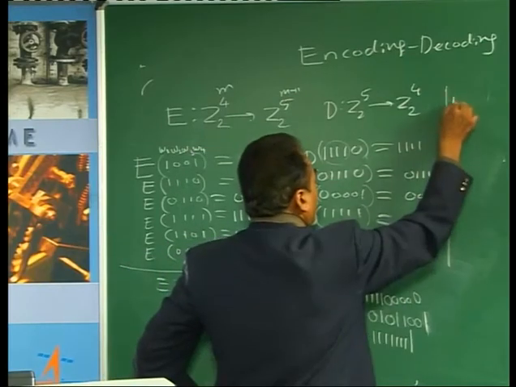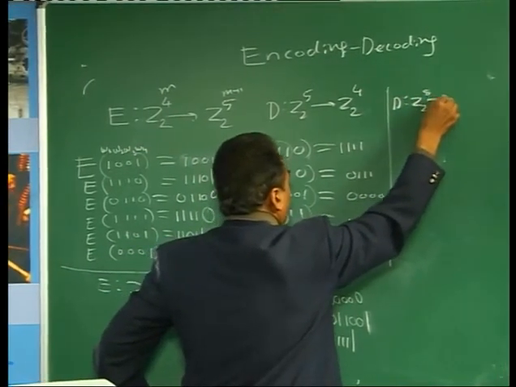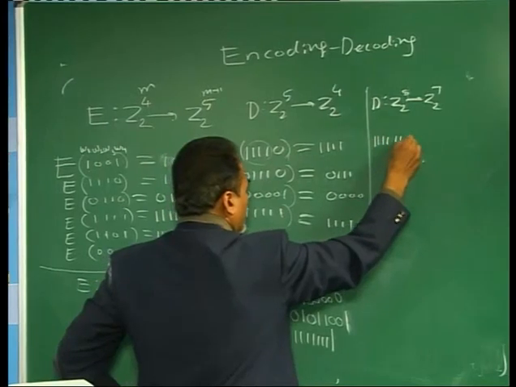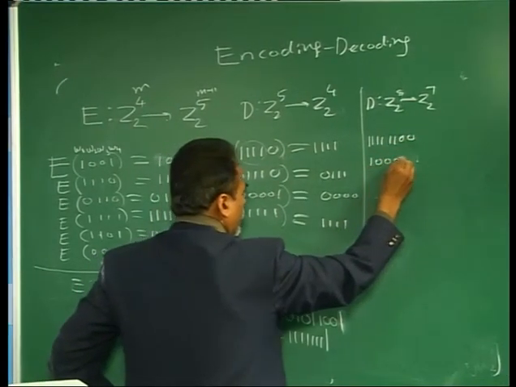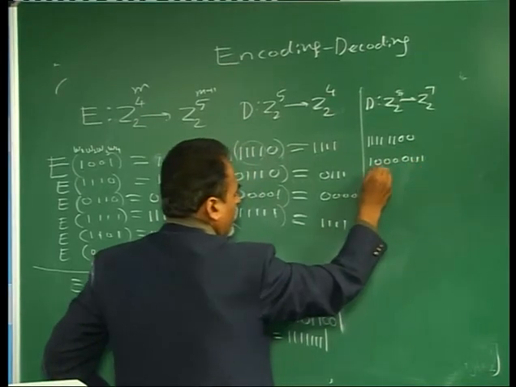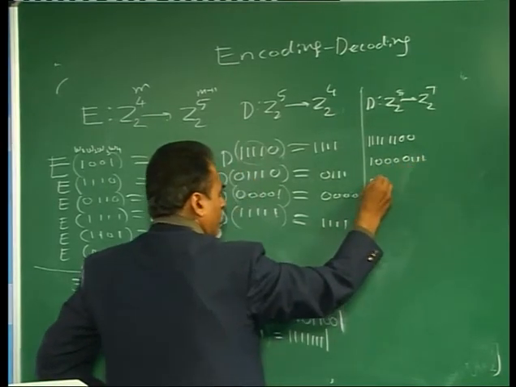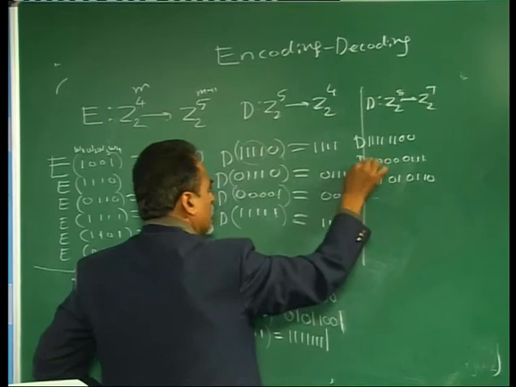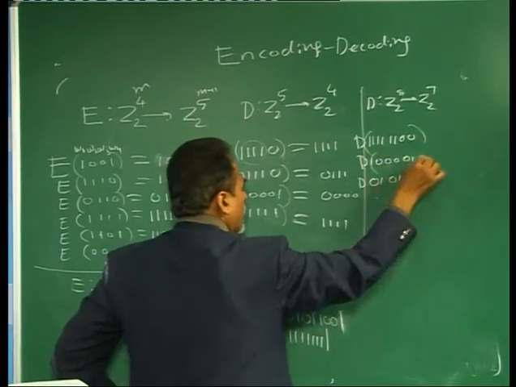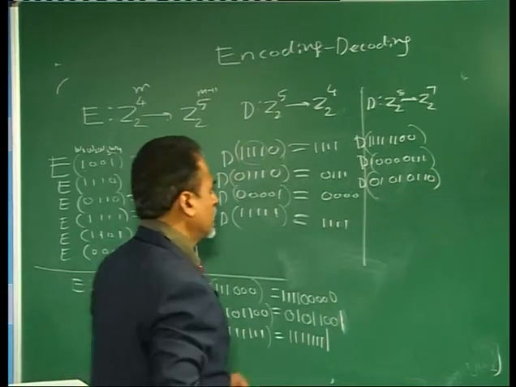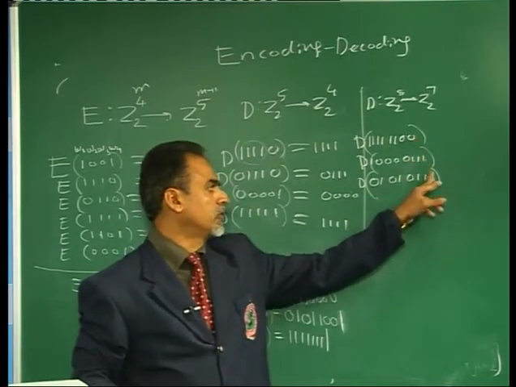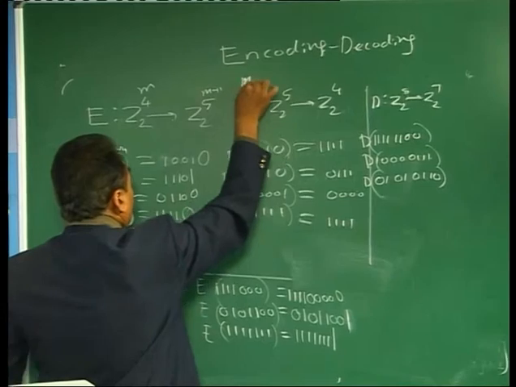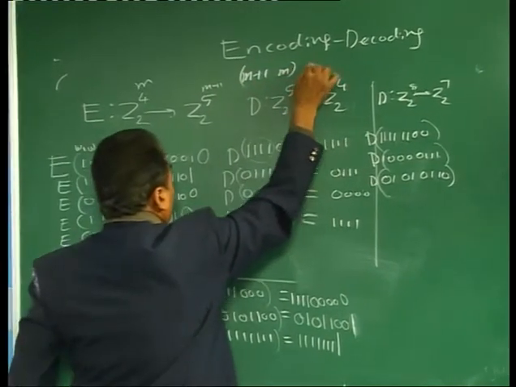Can you similarly decode from Z2 to the power 8 to Z2 to the power 7, if I am having 1 1 1 1 1 1 0 0 or 1 0 0 0 0 1 1 1, one more 0 1 0 1 0 1 1 0? If I want to decode all these to the 7 dimension number, what do you have to do? Yes, all of you are right. What you are thinking, last digit you have to just leave it. Such type of decoding is known as M plus 1 to M parity check.